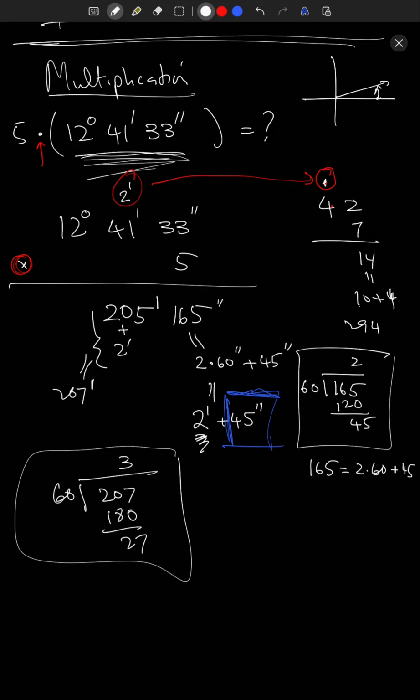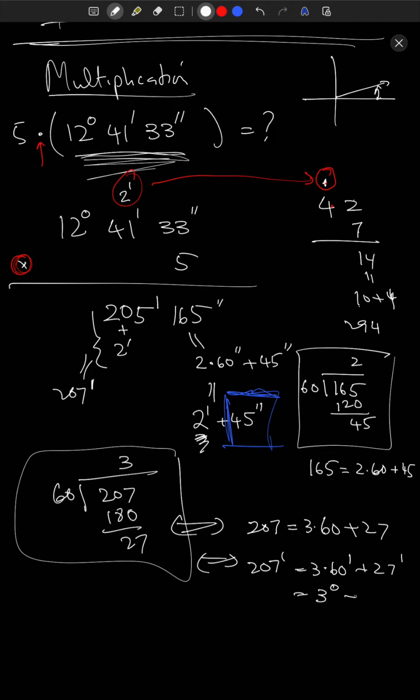So the meaning of this computation is that 207 is equal to 3 times 60 plus 27. And so the meaning of that is that 207 minutes is 3 times 60 minutes plus 27 minutes. But 3 times 60 minutes is 3 degrees. And so this is 3 degrees plus 27 minutes. So the 27 minutes we keep. The 3 degrees, we carry it over to here. So 3 degrees.